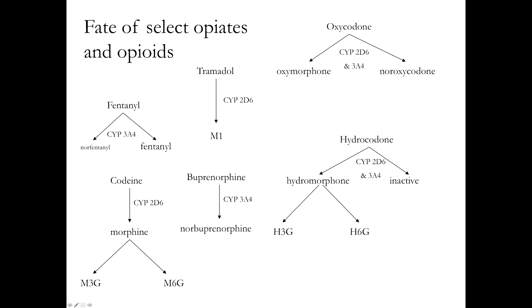Oxycodone has analgesic activity of its own, but it is also metabolized to an active metabolite called oxymorphone. Brand name is Opana. And hydrocodone is the same way. It is metabolized via 2D6 to hydromorphone, brand name Dilaudid. So both of these drugs have analgesic activity, but there are active metabolites that need to be considered.